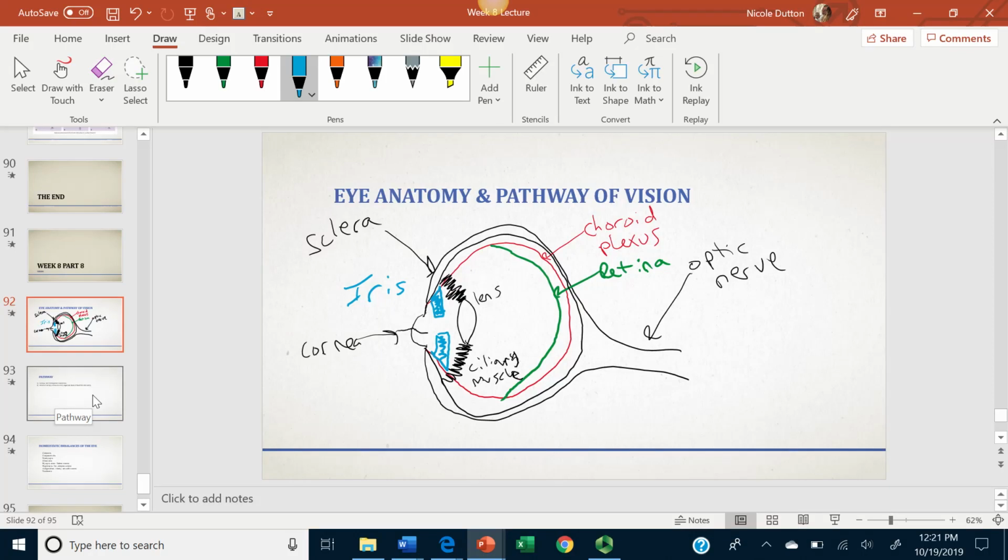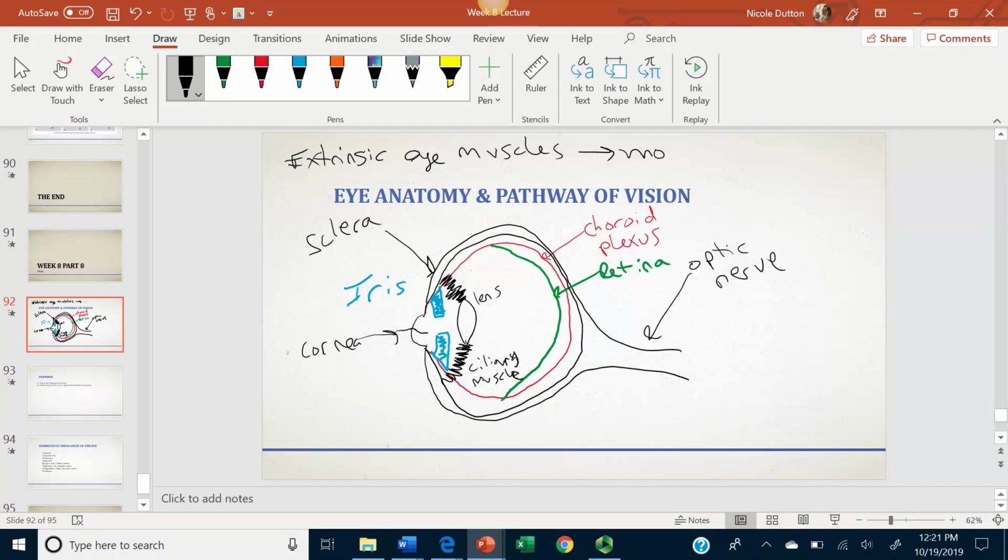So we have intrinsic and extrinsic eye muscles. Extrinsic eye muscles move the eye, and those are controlled by those cranial nerves that we went through that talked about eye movement, like abducens abducts the eye. So we can move our eyeball around in the eye socket.